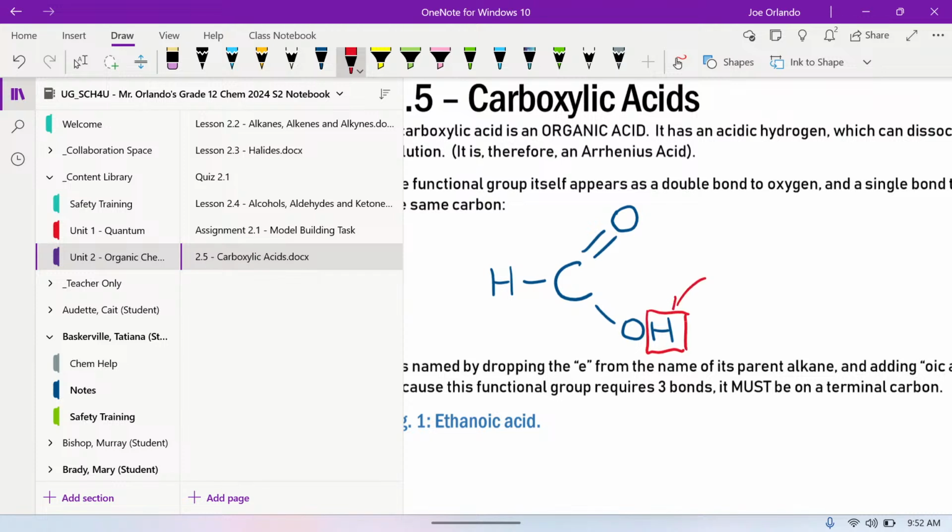Now, why? Why all of a sudden do we have a molecule? So this hydrogen is the acidic hydrogen, which means that it can be released. Why all of a sudden do we have one? Because it's reactive with oxygen. And it's a negative.